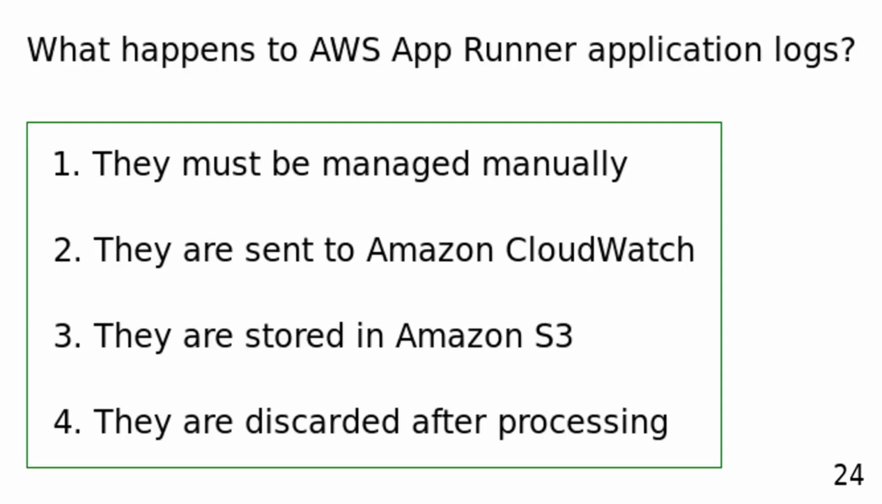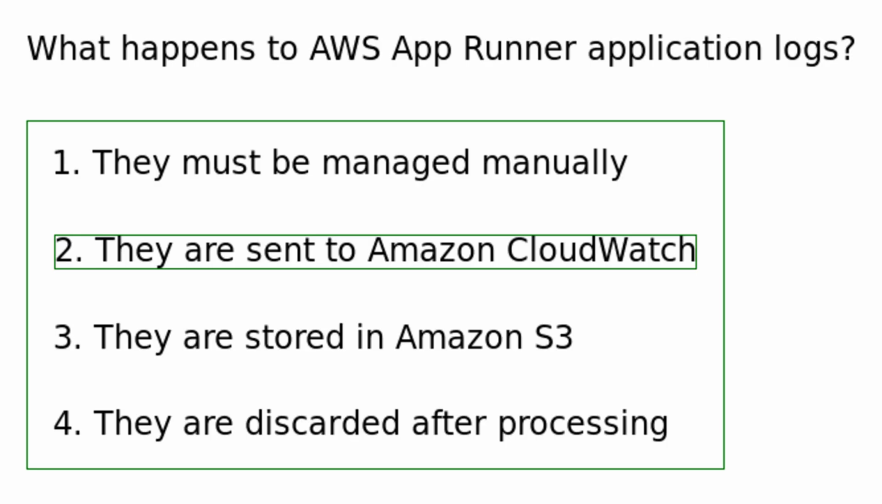What happens to AWS App Runner application logs? They must be managed manually. They are sent to Amazon CloudWatch. They are stored in Amazon S3. They are discarded after processing. AWS App Runner application logs are sent to Amazon CloudWatch, where they can be monitored and analyzed.